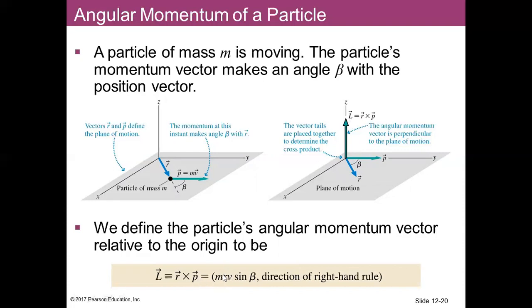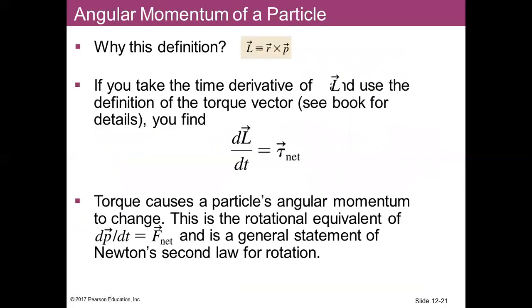Then if we substitute, we have L, which is RP sine theta or sine beta, where beta is the angle between R and P. Now we substitute P with mv, then we get angular momentum, which is equal to mRv sine beta. So why this definition? Angular momentum is equivalent to R cross P.